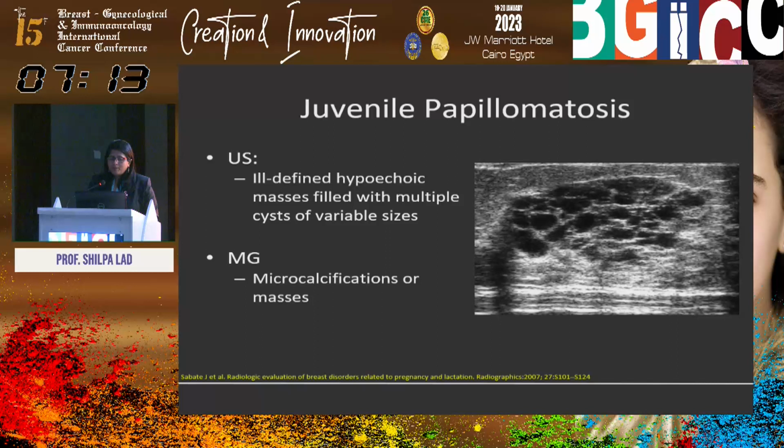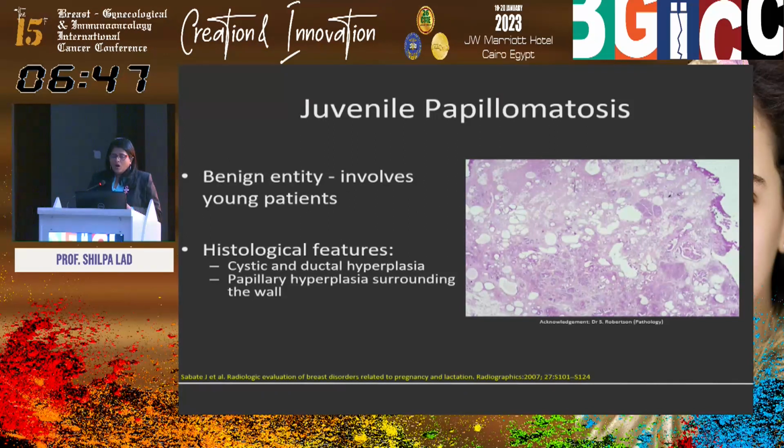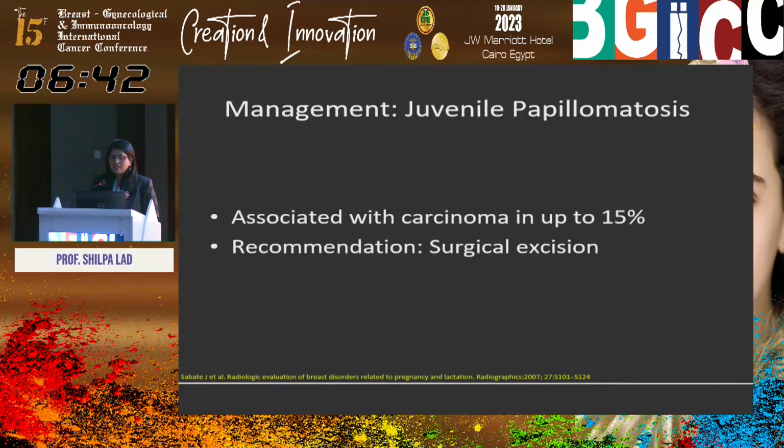What about juvenile papillomatosis? These are rare high-risk lesions seen in younger women. Oftentimes, these young women will come with what looks like a cluster of microcysts. But when you scan through the breast, you will not find any cysts anywhere in the breast. Hypoechoic masses filled with multiple cysts, microcalcifications may or may not be seen. On histopathology, it is quite diagnostic. What is the recommendation for these? They can be associated with carcinomas in up to 15%. Therefore, surgical excision is recommended.